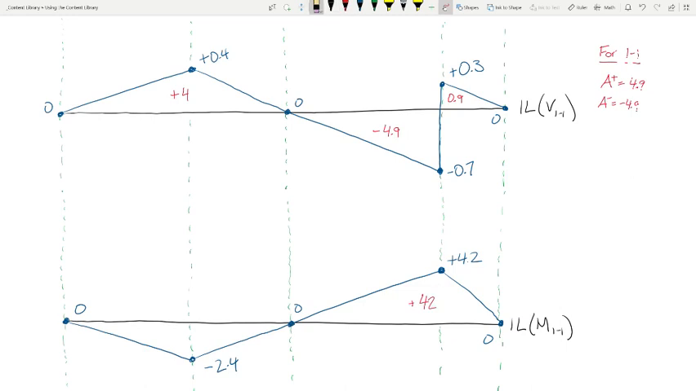Positive. I think this one is negative 24. Y'all see how I'm doing that? Just the entire base times the entire height over 2. You can do them in separate right triangles if you want, but that'll work too. Okay. Now let's make sure we remember what the beam looks like.